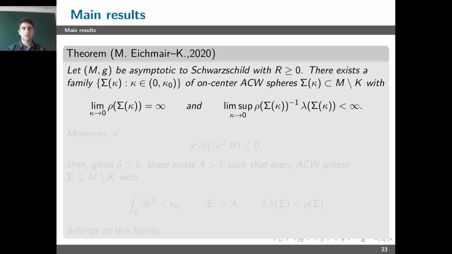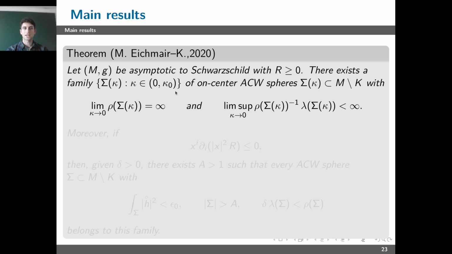So together with Michael, we proved the following. We consider a manifold asymptotic to Schwarzschild without any smallness assumption. The only thing that we assume is that the scalar curvature is non-negative. And then we can prove the existence of an asymptotic family of area constrained Willmore spheres. So more precisely, what we show is that for every sufficiently small positive number kappa, we can find a large on-center area constrained Willmore sphere sigma kappa whose Lagrange parameter equals kappa.